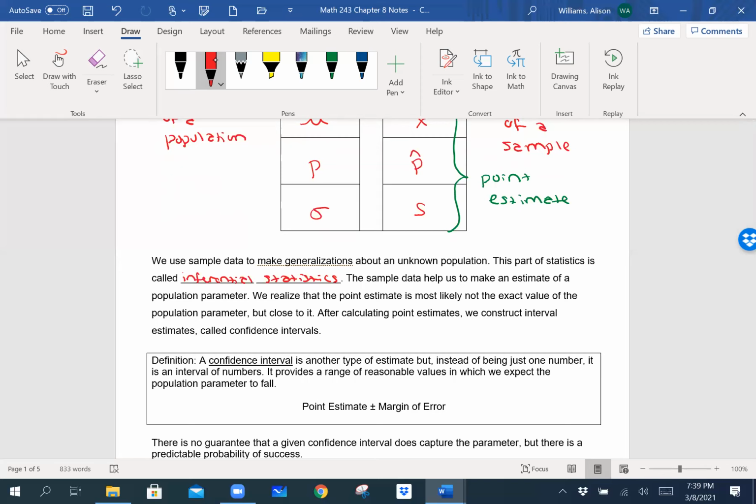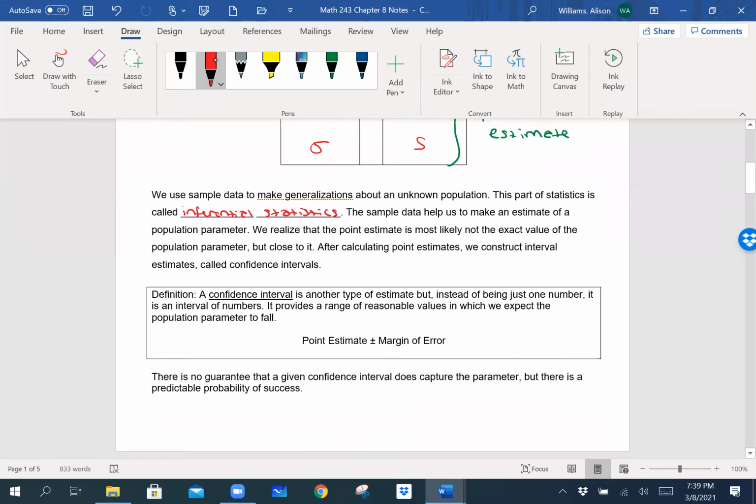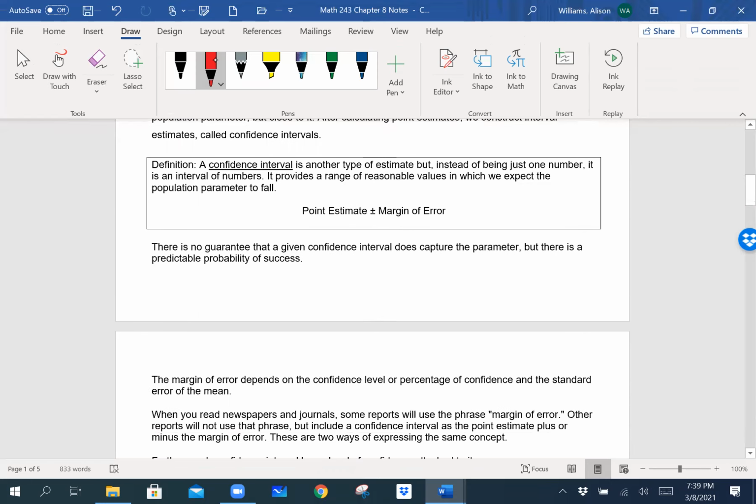It's kind of a range of numbers that we're saying we believe that the actual parameter is in here. So there's no guarantee that we're actually going to capture the parameter, but we can actually make a pretty good prediction using probability. And I'll get more into that in just a second. The margin of error depends on how confident we want to be in our results.